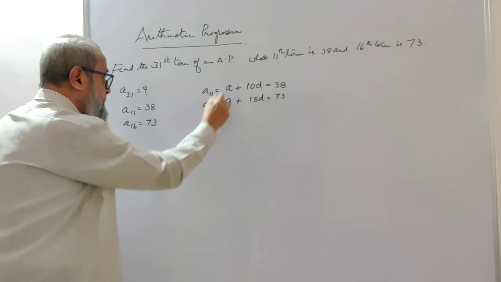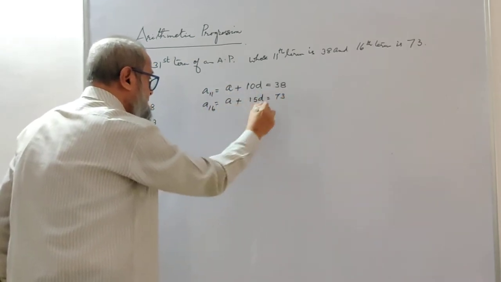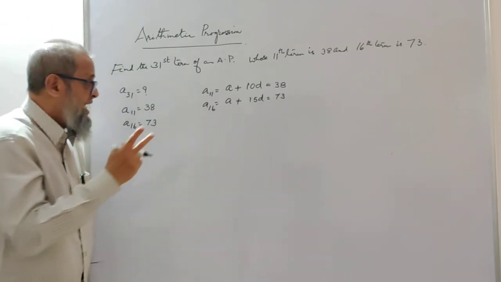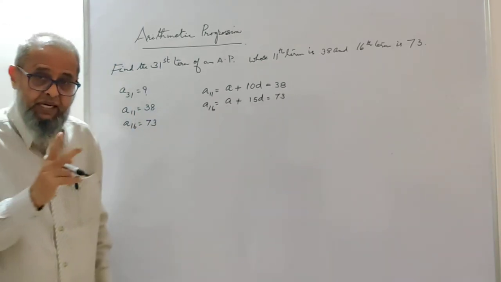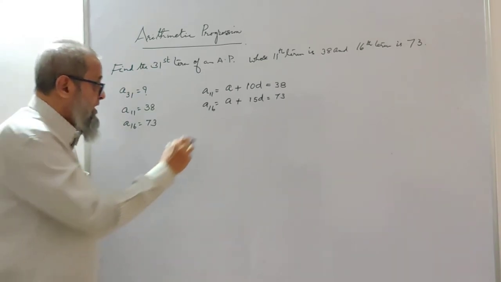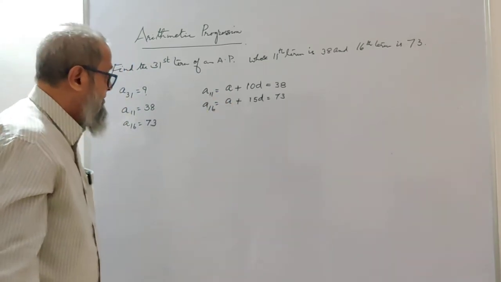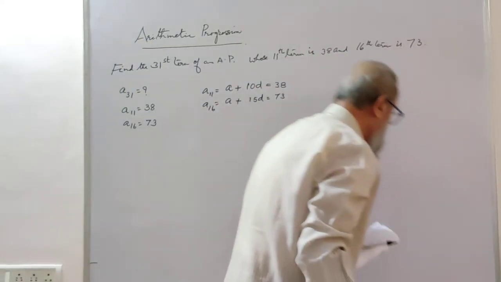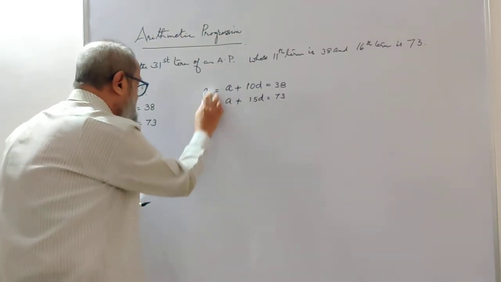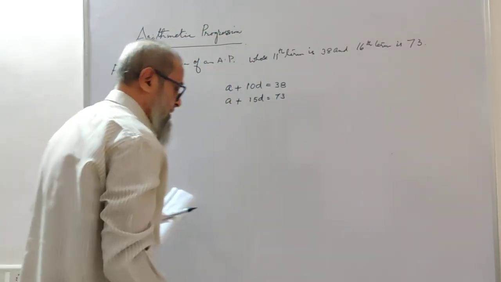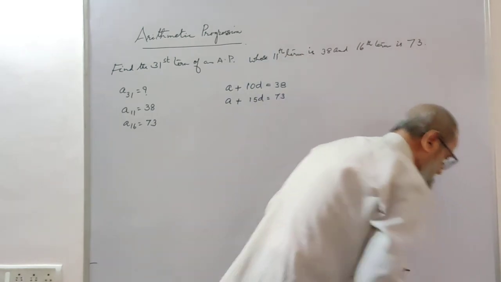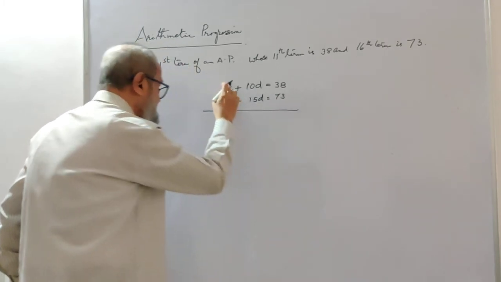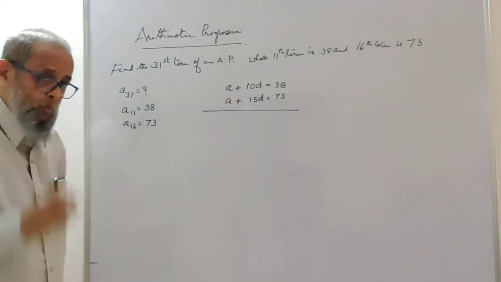Now there are two equations here, which have two unknown quantities. That is a pair of linear equations. From these two equations, I can get the value of A and D. How? We have already seen earlier, we have done the pair of linear equations. Here the unknown quantities or the variables are A and D, both of them. Now the coefficient of A in both of them is 1.